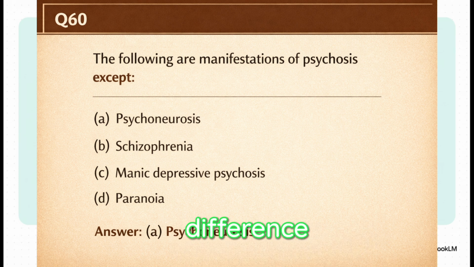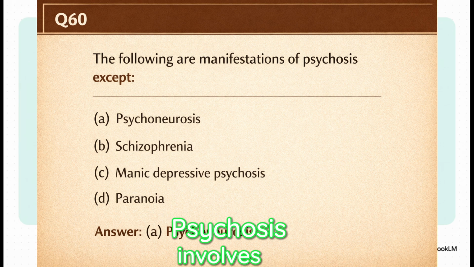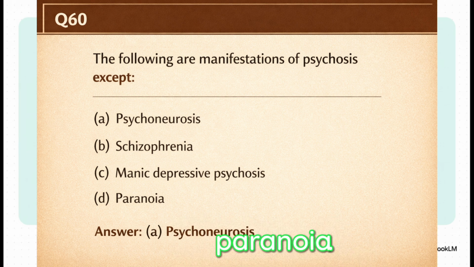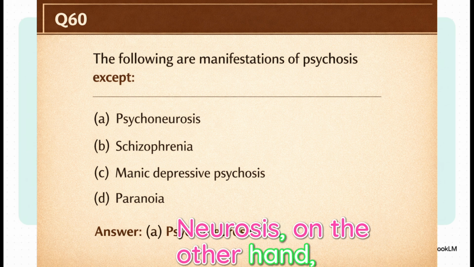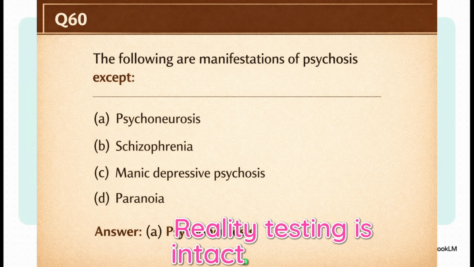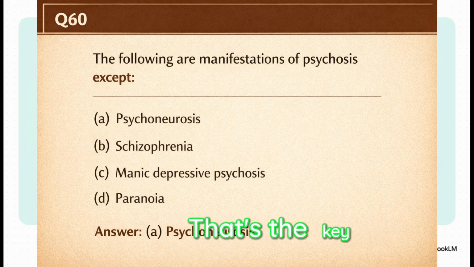Here's the fundamental difference you need to remember. Psychosis involves a loss of contact with reality. Think schizophrenia, paranoia. Neurosis, on the other hand, involves distress and anxiety, but the person's reality testing is intact. They know what's real. That's the key distinction.